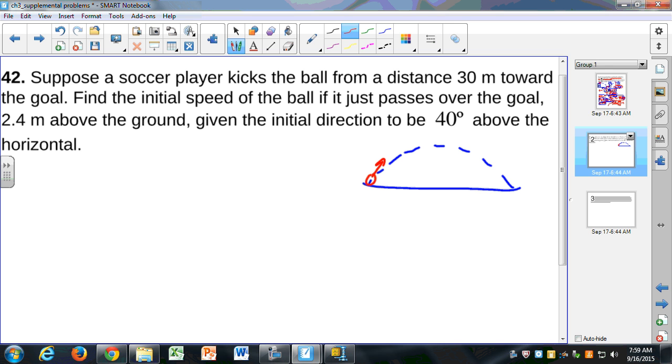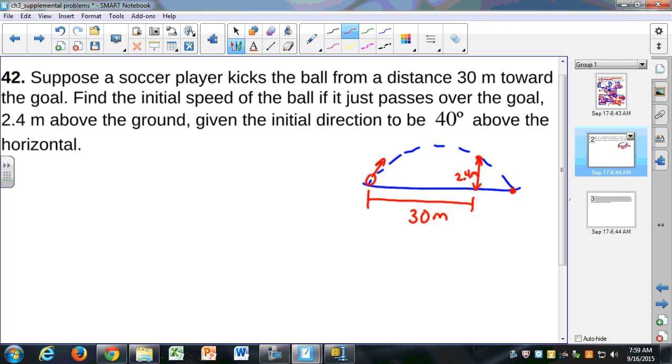How is the scenario here different from this picture? Megan, what were you going to say? Right, it goes over the goal. It doesn't actually end right here. In fact, I know that at this point, which is 2.4 meters from the ground, it goes over the goal. So I know that at this point, it's at 2.4 meters above the ground, and this distance is 30 meters. You follow me on this?